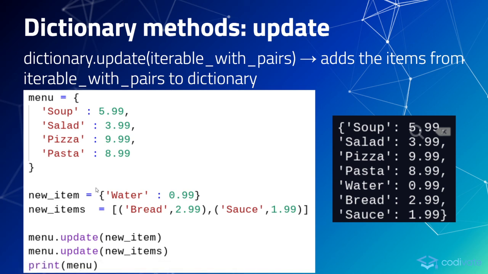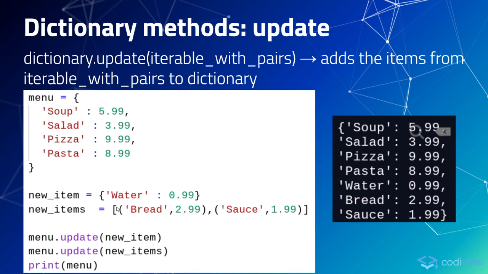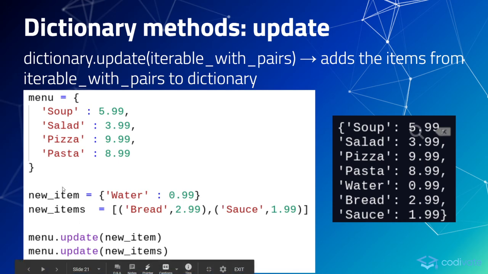The thing is, we don't necessarily need only a dictionary. We could do something similar to what we saw with the items method on dictionaries. We could look at an iterable with pairs, a list of tuples. We have bread and sauce, 2.99, 1.99. Our iterable with pairs, a list of tuples. We can also update our dictionary with that.